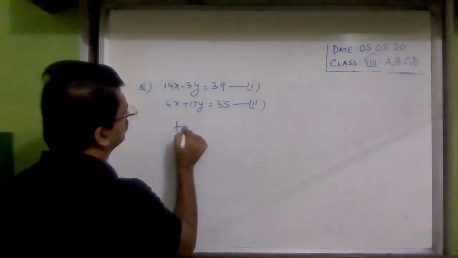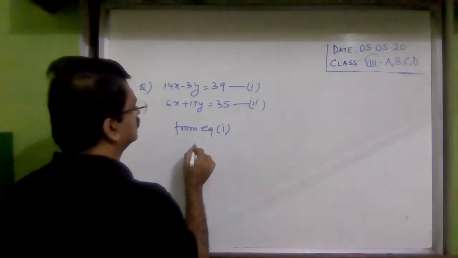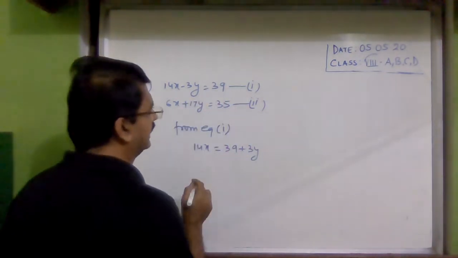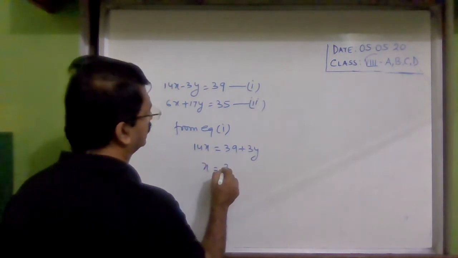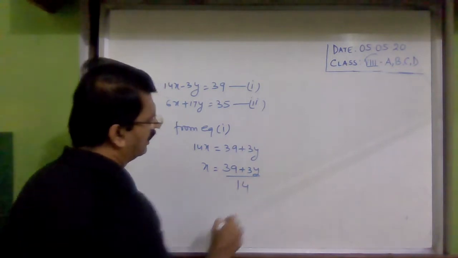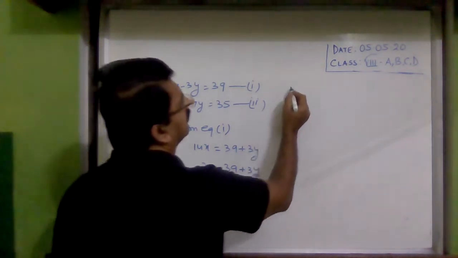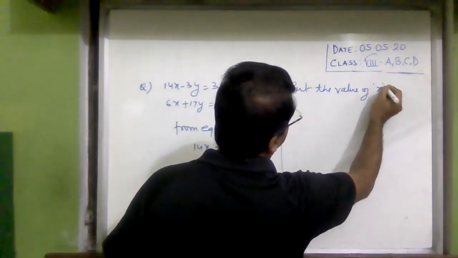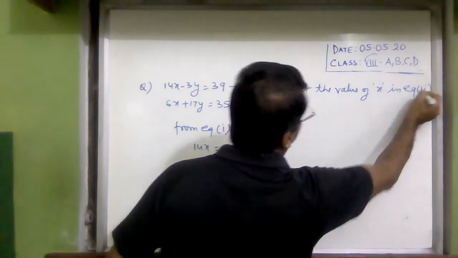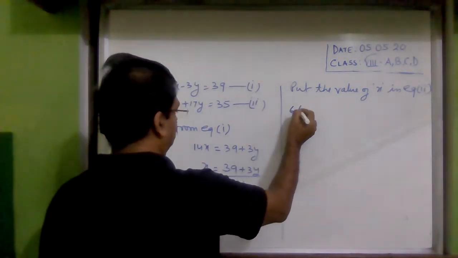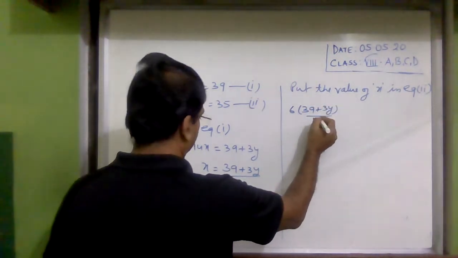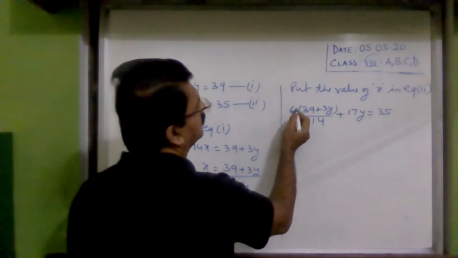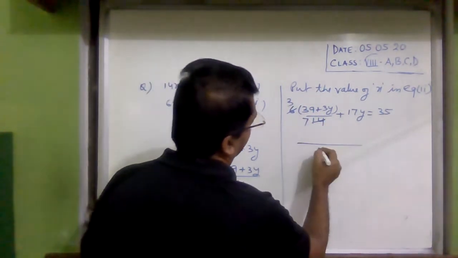So from equation 1, 14x is equal to 39 plus 3y. If you shift 3y to that side, 14x is equal to 39 plus 3y. So x is equal to (39 plus 3y) upon 14. Now we will put this value of x in equation number 2. 6 into (39 plus 3y) upon 14 plus 17y is equal to 35. Okay. Now you cancel it by 2. Take 7 LCM.